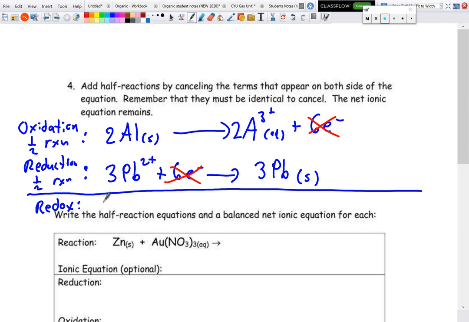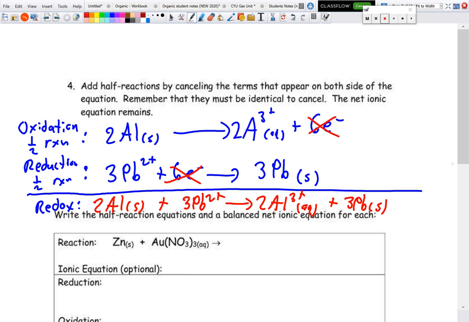So our redox is we got 2 aluminum solid plus 3 Pb2+, producing 2 Al3+ aqueous, just remember because they're ions, and then plus our 3 lead solid. And of course, if we look at this, it is going to be balanced by both mass and charge.